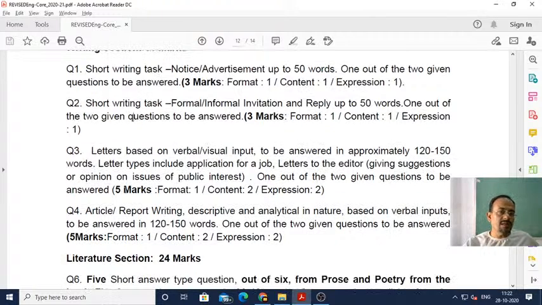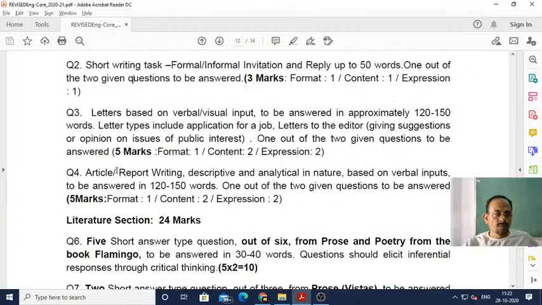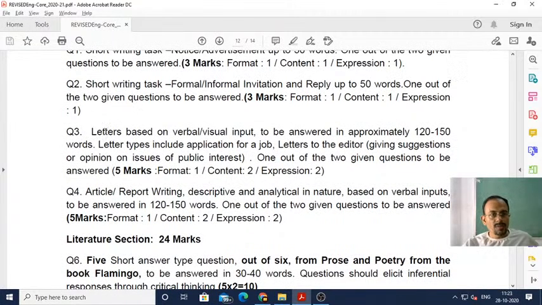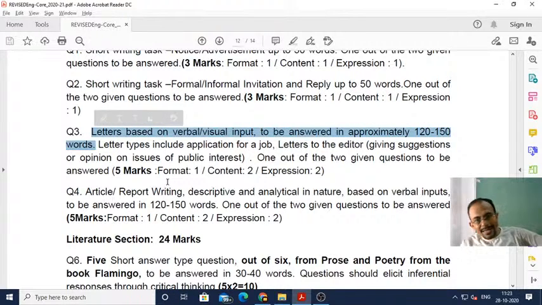Third type of writing skill task, writing skill based question is letters based on verbal or visual input to be answered in approximately 120 to 150 words. So, what type of letters are there?